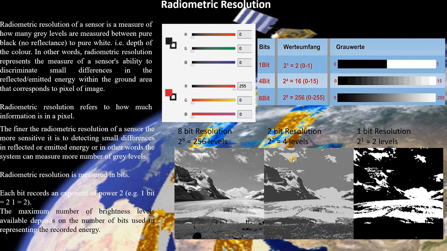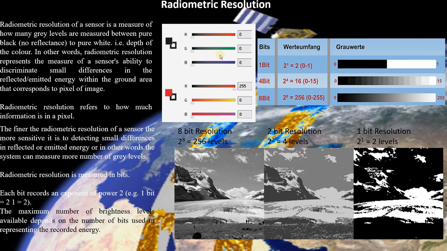That's what I'm trying to say. When somebody asks you what radiometric resolution is, what you should say is that radiometric resolution tells about the sensor's ability or capability to detect or discriminate the number of gray levels between pure black and white color, if it is a black and white image case.